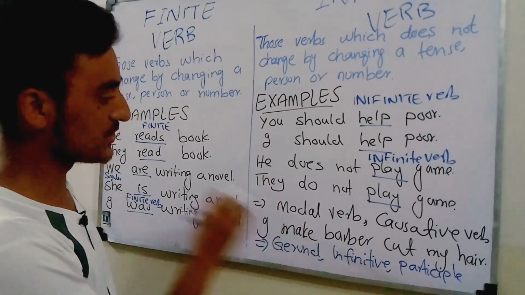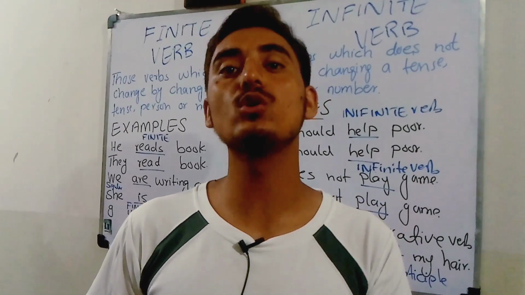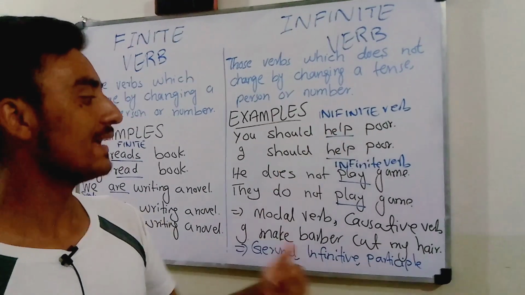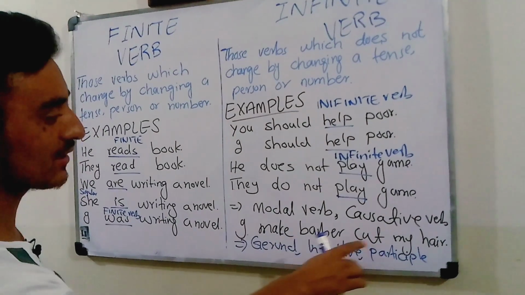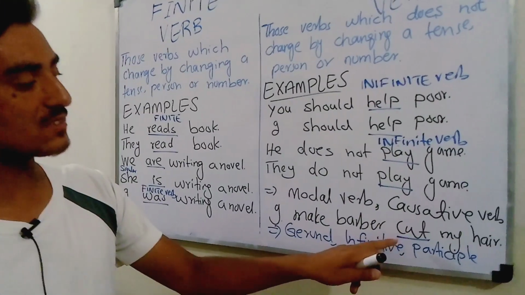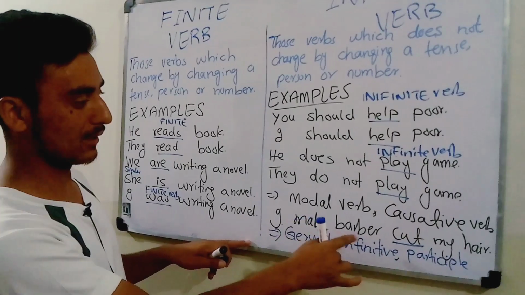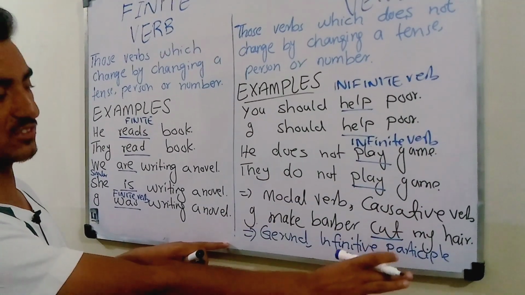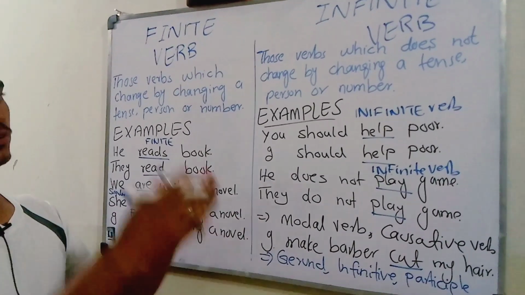So at last I want to tell some uses of infinite verb. Where we use infinite verb, it is always used with a modal verb, as we have seen here, and it is also used with causative verbs. So I give an example here. I make barber cut my hair. Here this is the infinite verb. If you change it, they make barber cut the hair, Ali and Fatima, just like that you can add, but it doesn't change. So these are some examples about infinite verb.